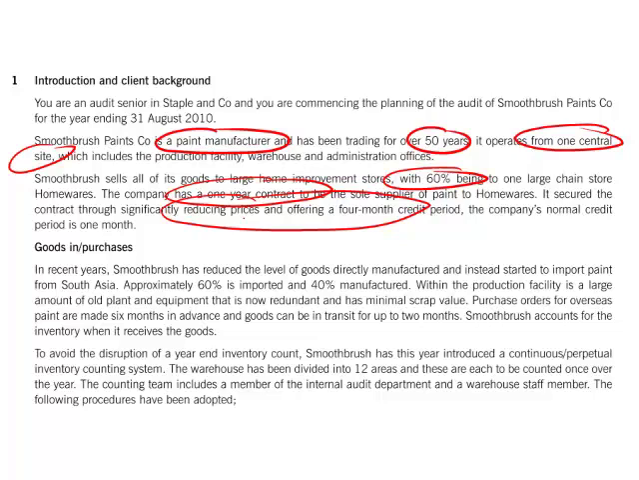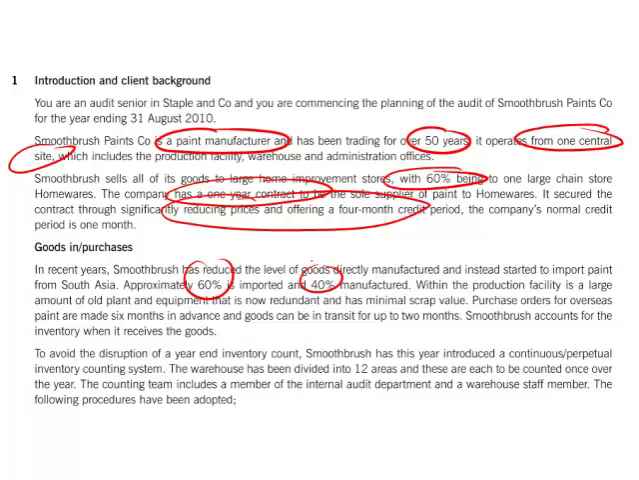In recent years, Smoothbrush has reduced the levels of goods directly manufactured, and that in a way is probably reducing the risk maybe a little bit. If they're making less themselves, there'll be less work in progress, less difficulty maybe in valuing some of the inventory, and instead has started to import paint from South Asia. Approximately 60% is imported and 40% still manufactured.